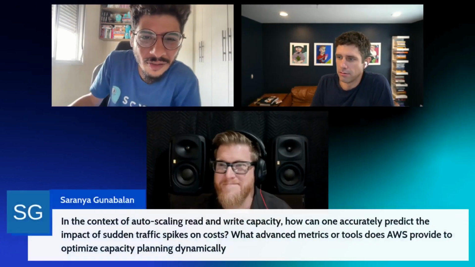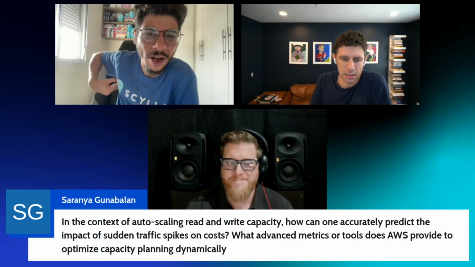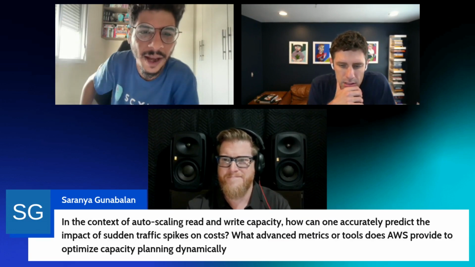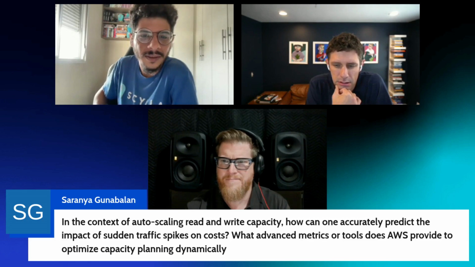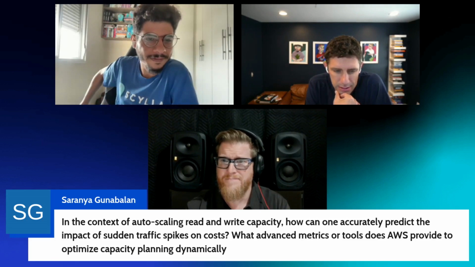All right, moving on. Question about auto-scaling. Alex, I assume that's for you. In the context of auto-scaling read and write capacity, how can one accurately predict the impact of sudden traffic spikes on costs? And then follow. Predict it. Yeah, that's a good question.